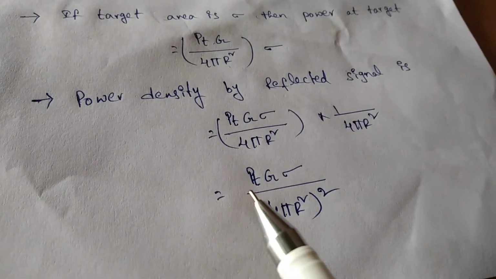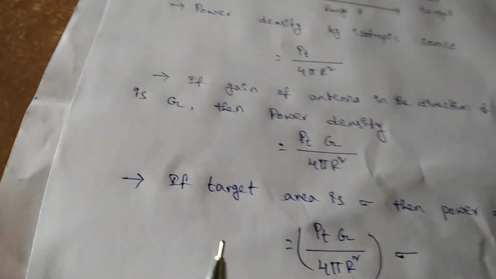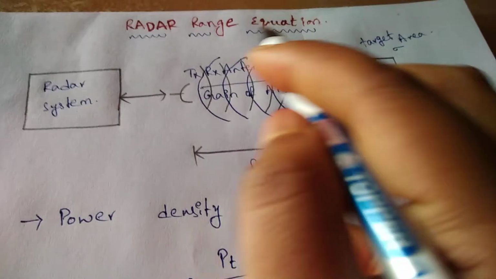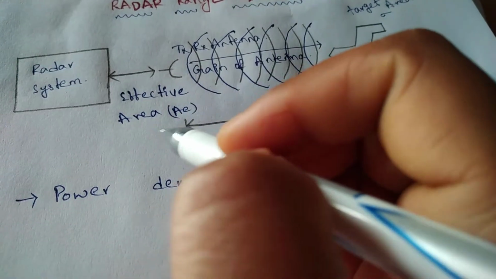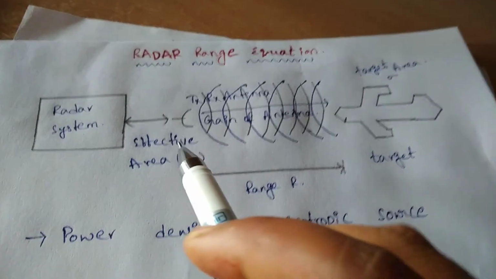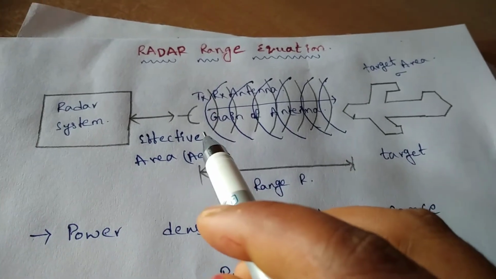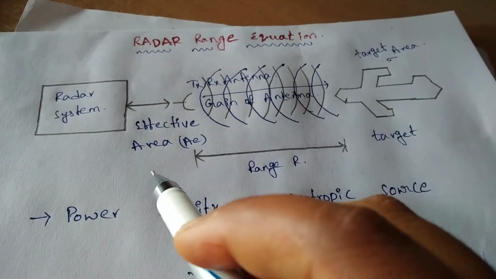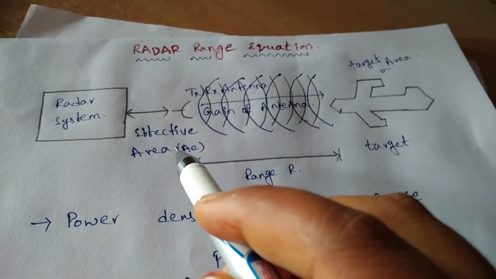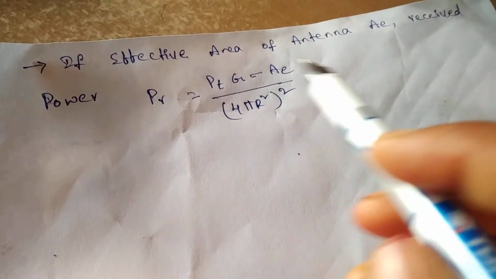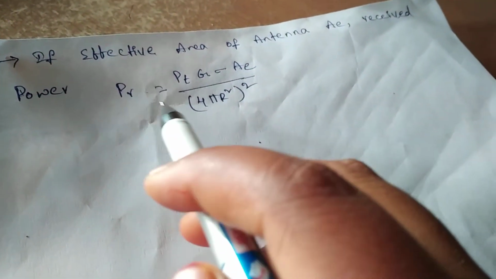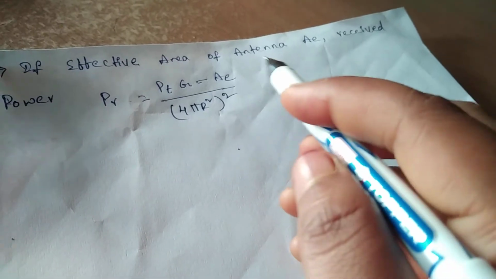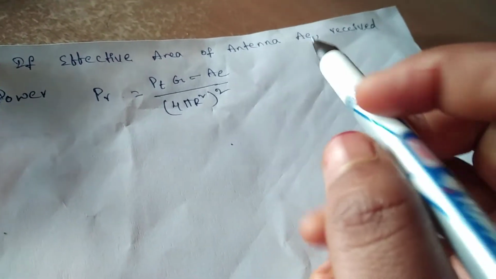Now the effective area of the receiver antenna is Ae. In that case, the received echo signal will be the reflected power density into Ae, where Ae is the effective area. So the received power Pr is equal to PtG sigma Ae by 4 pi r square whole square. This is the reflected power.